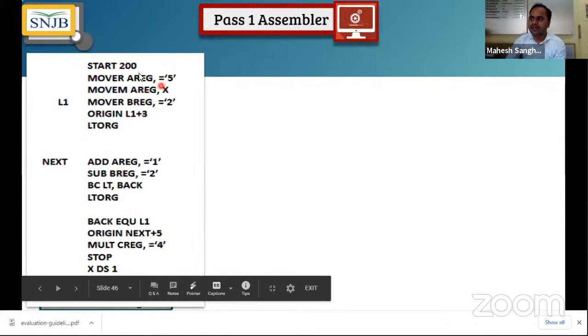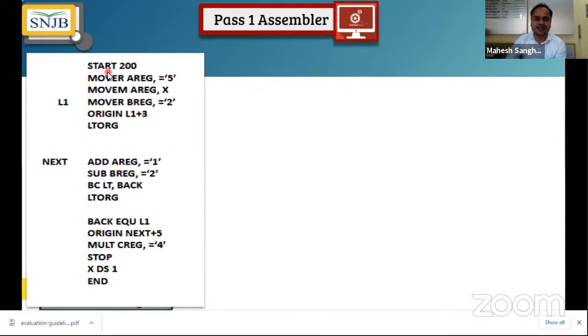You need to see here: Start, what kind of instruction is it? Assembler directive. Move R, what kind of instruction is it? Imperative statement. This is again an imperative statement, this is again an imperative statement. Origin is known as an assembler directive statement. What origin is doing, that we need to understand first.